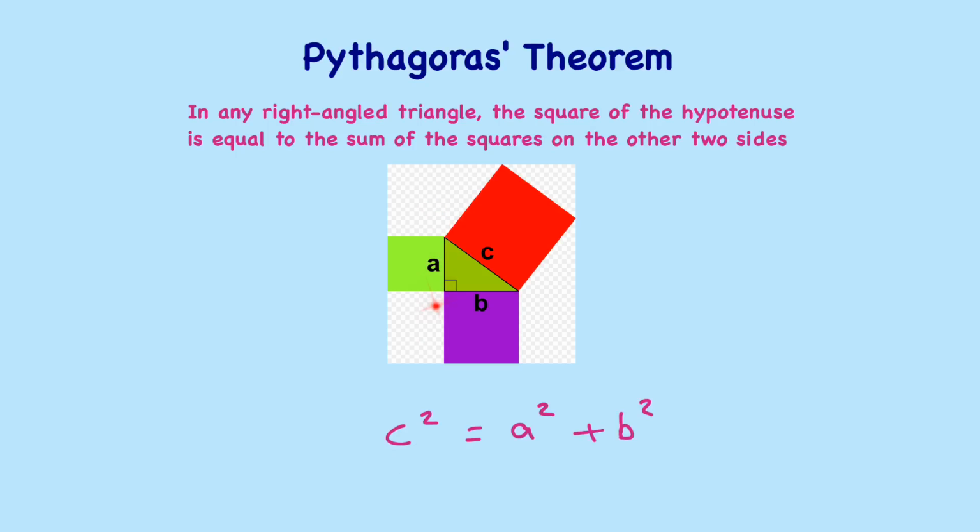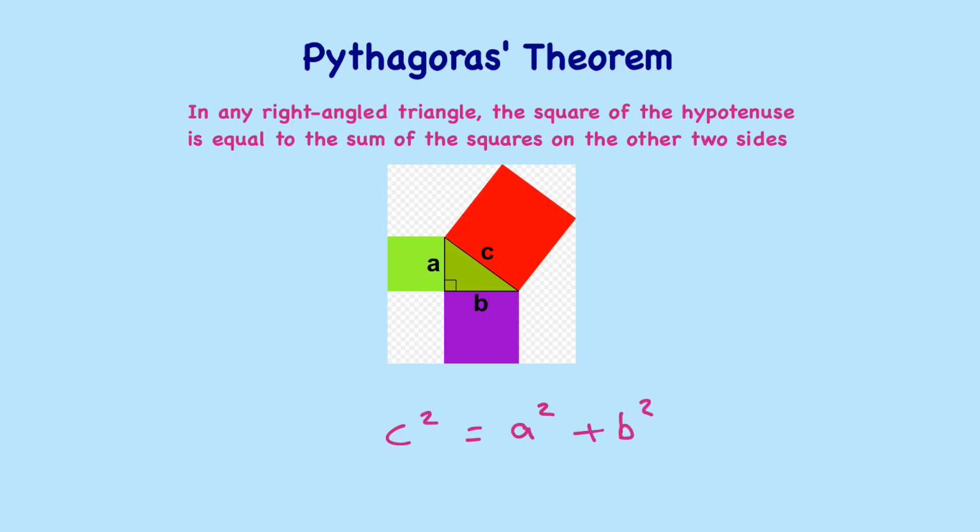Then whatever the length of A is, you square it. Then the length of B is also squared, and then you add the A squared plus B squared together to check if it equals C squared. And if it does, it is a right angled triangle.